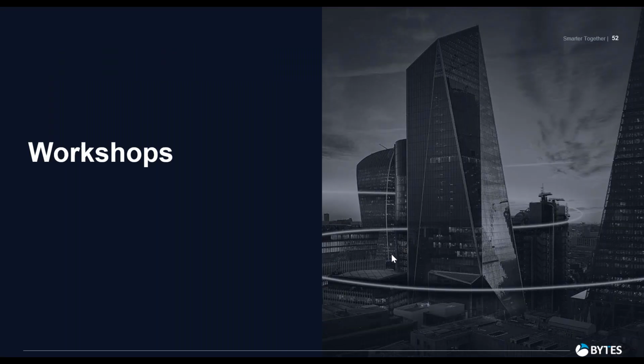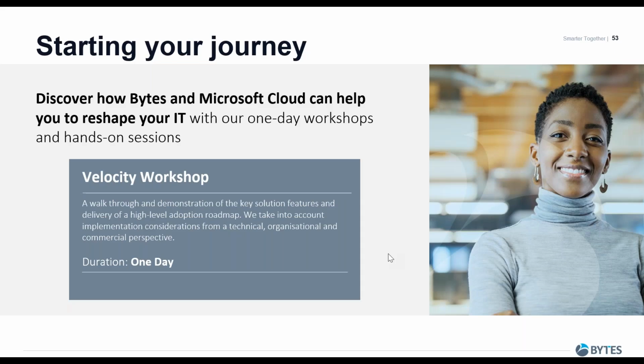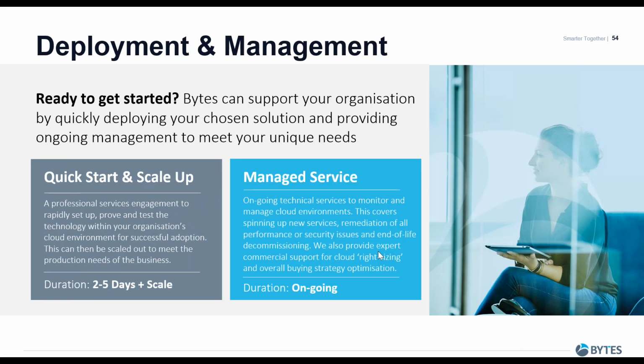And finally, we do also have workshops available. So we have two types of workshop that exist. You have a velocity workshop, which is used to kind of start your journey, look at what the product can do for you in your business and how we can help that. And then a second option, which is going to be a quick start option for workshop, which is deep diving into how the product is set up.